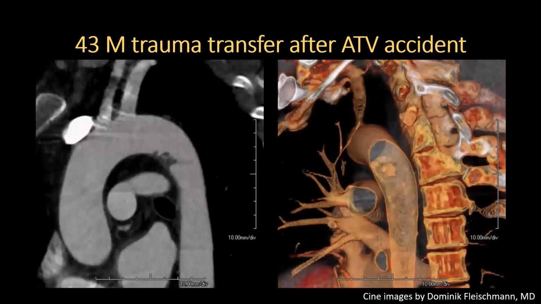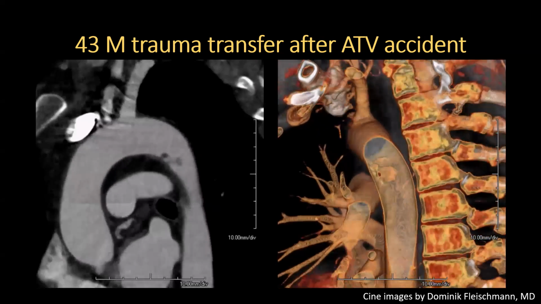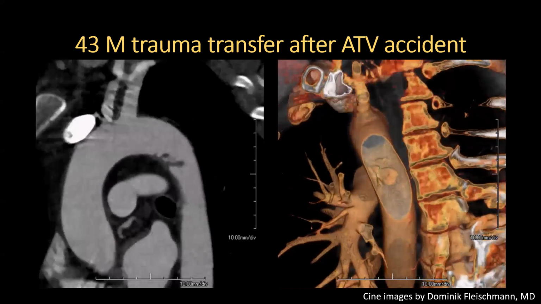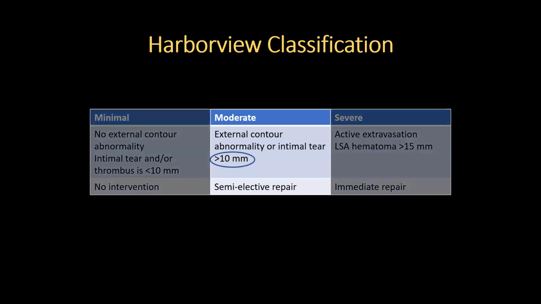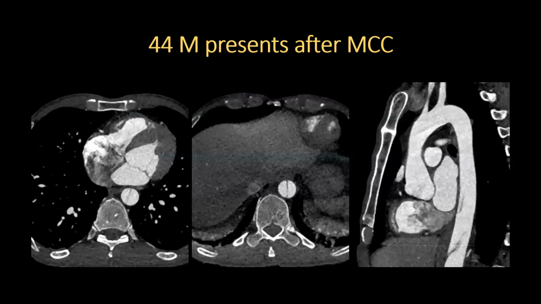So is this an example of minimal aortic injury? The answer is no. Recall that the intimal tear or thrombus must be less than a centimeter to be considered minimal aortic injury. This would be a moderate injury since the thrombus is greater than 1 centimeter even though there is no external contour abnormality.